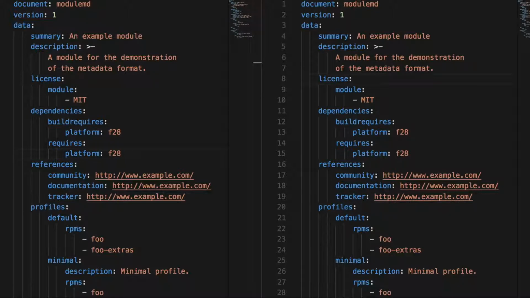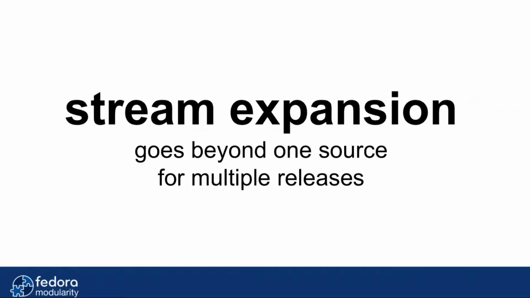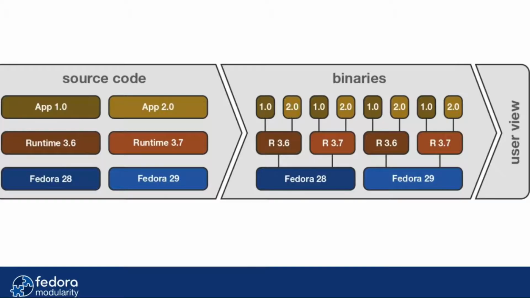I just want to quickly show you the differences between modulemd 1 and modulemd 2. So let's first talk about why modulemd 2 even exists. That's to support the modularity stream expansion. And what's that? Well, it's about building one source and producing multiple binaries.